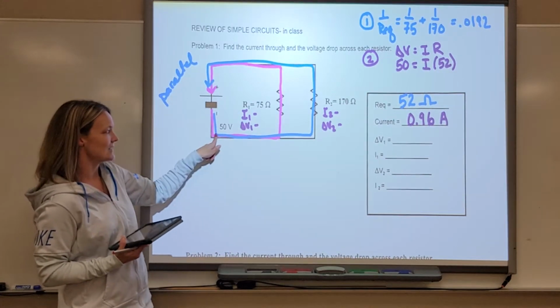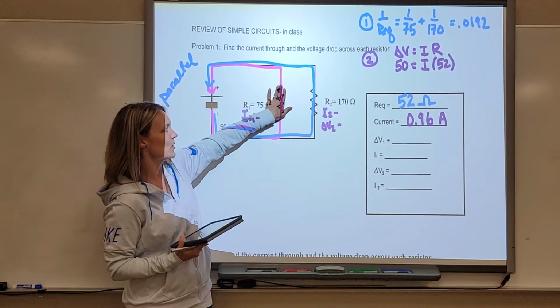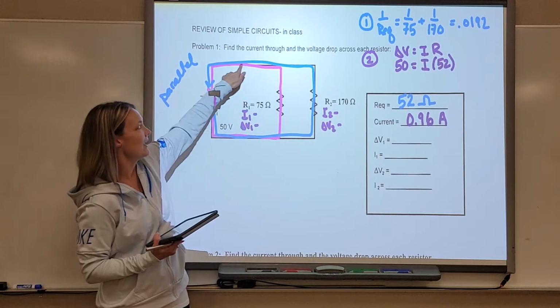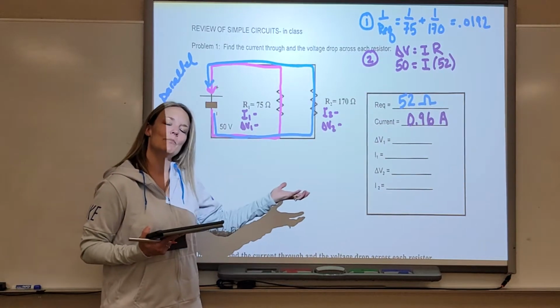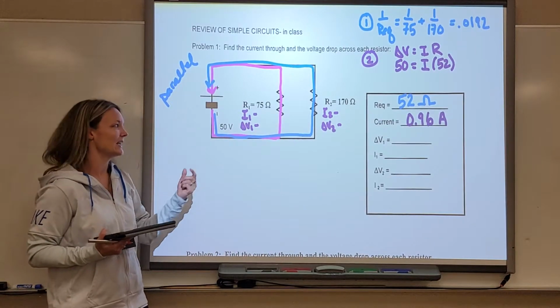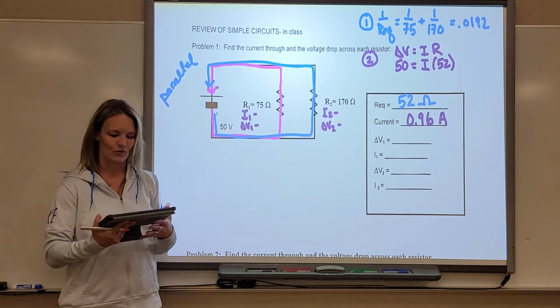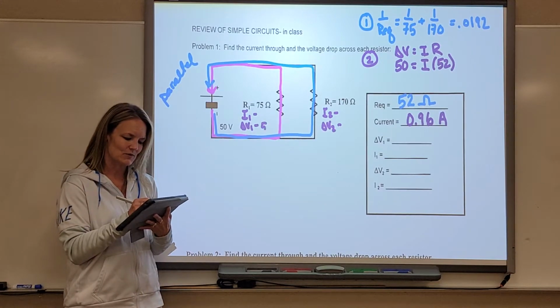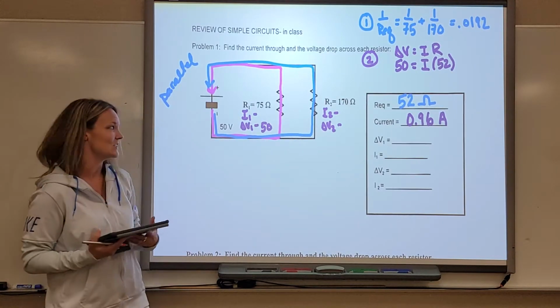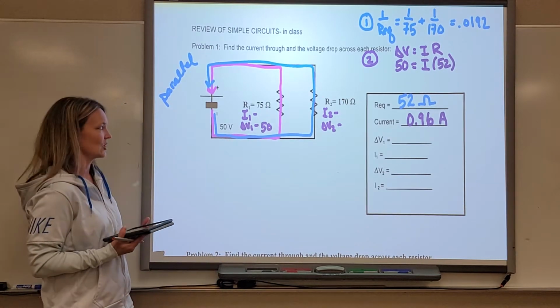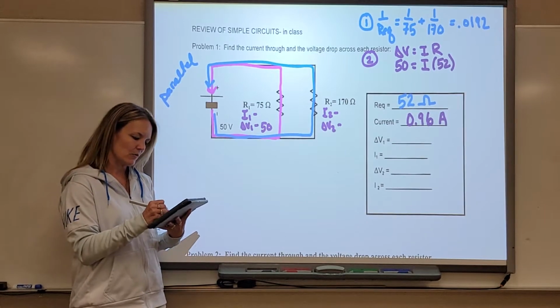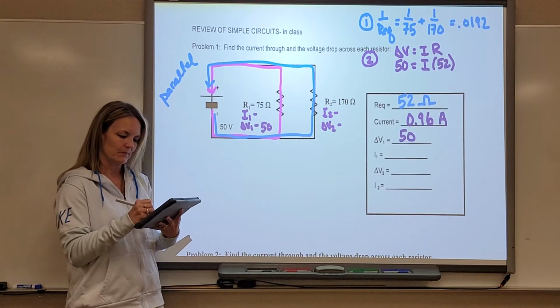As I follow the pink path, there's only one resistor that those electrons flow through. We need to use up the voltage before we get back to the beginning. If there's only one place to put the voltage, and you start with 50 and have to get rid of 50, it uses up all 50 volts to push through that resistor. So delta V1 is going to be 50.